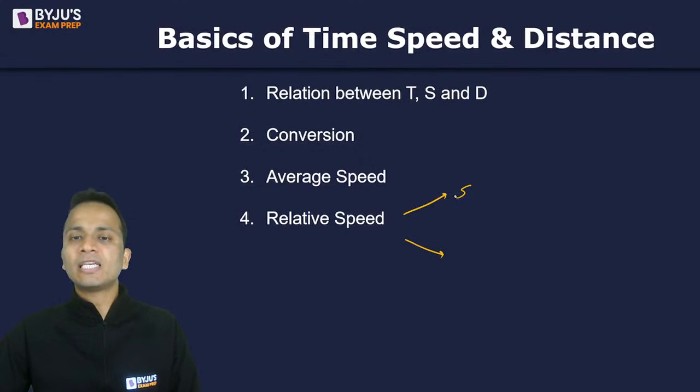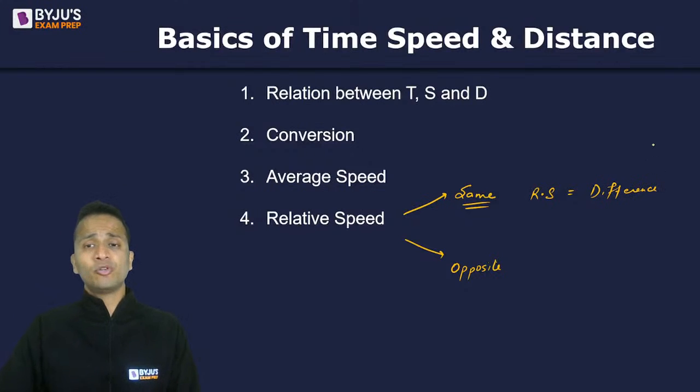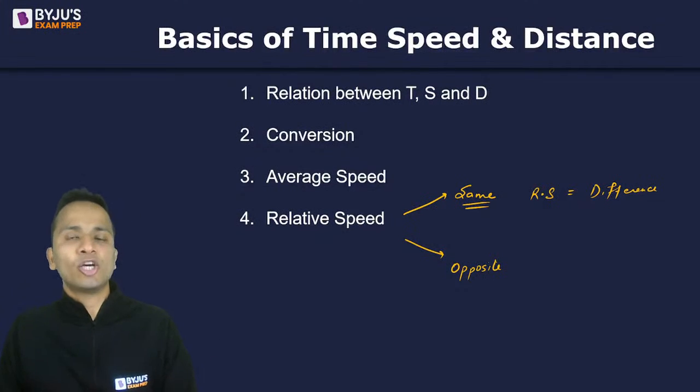When the objects are traveling in the same direction and when the objects are traveling in the opposite direction, what will be the relative speed? When the objects are traveling in the same direction, the relative speed of these objects will be the difference of their speeds. They are traveling in the same direction, that means one object chasing the other object.